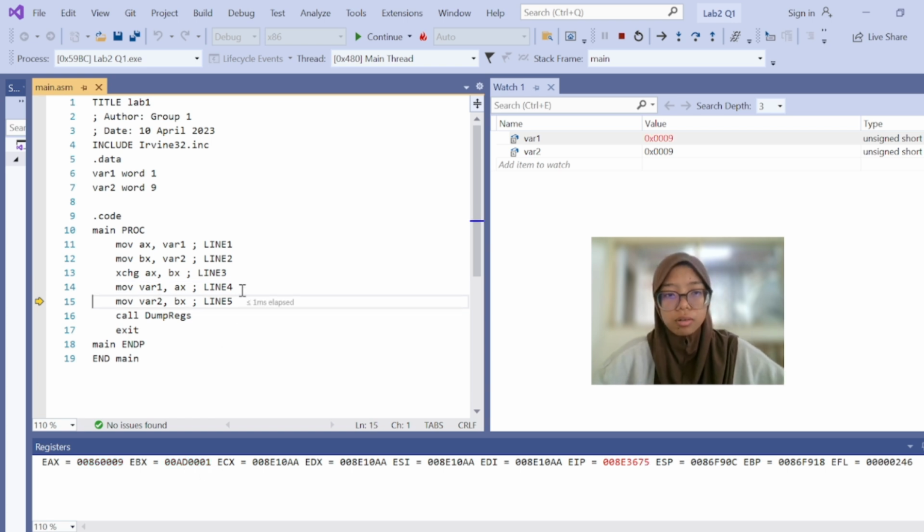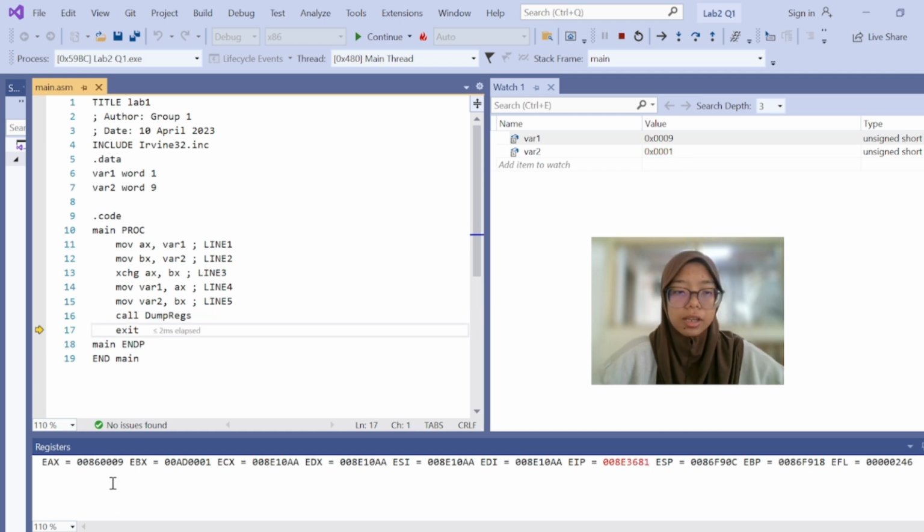So for line 4, the value of AX is moved into var 1, which means that the value of var 1 is now 0009, as we can see at the watch. So for line 5, the value of BX is moved into var 2. So now the value of var 2 becomes 0001.